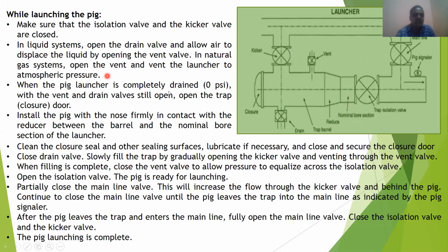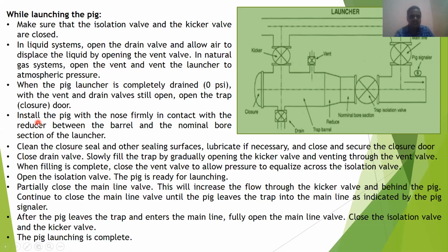In a liquid system, open the drain valve and allow air to displace the liquid by operating the vent valve. In a natural gas system, open the vent and vent the launcher to atmospheric pressure. When the pig launcher is completely drained, 0 psi, with the vent and drain valves still open, open the trap closure door.